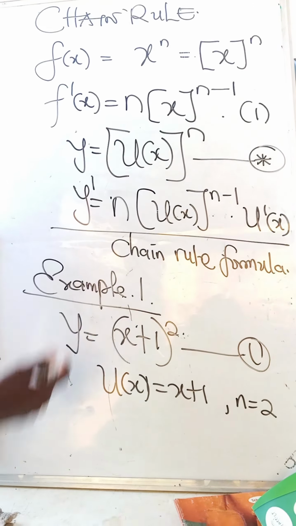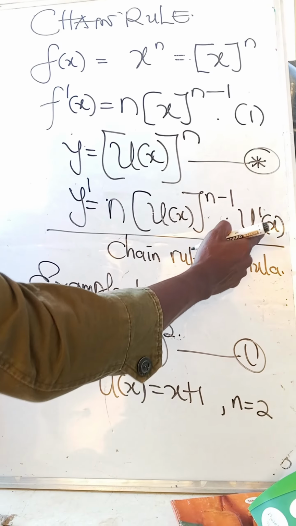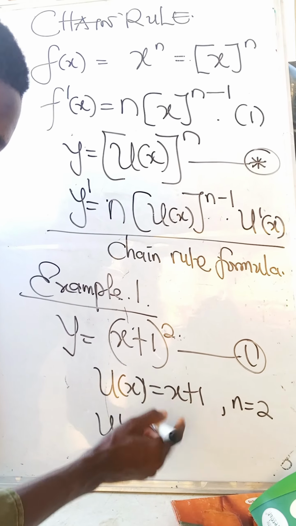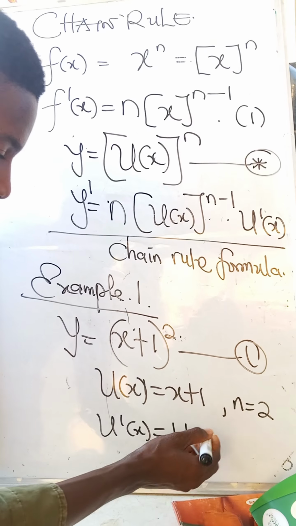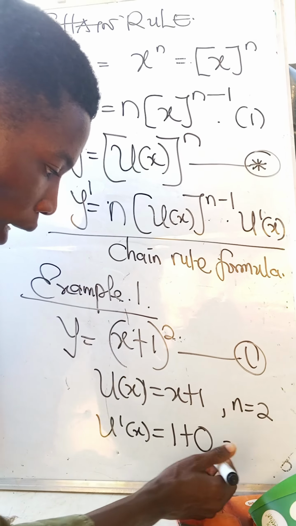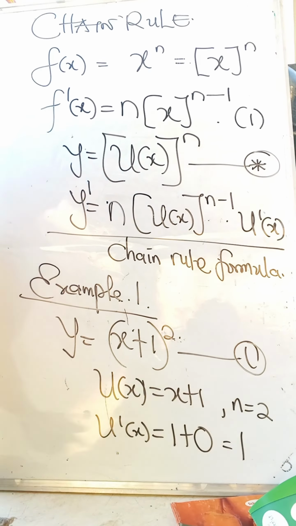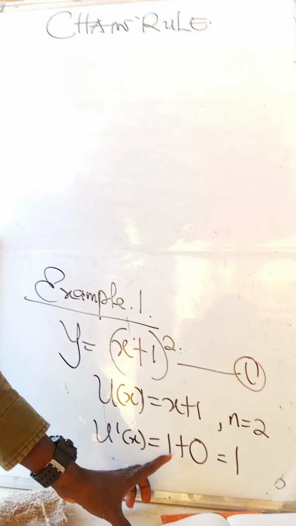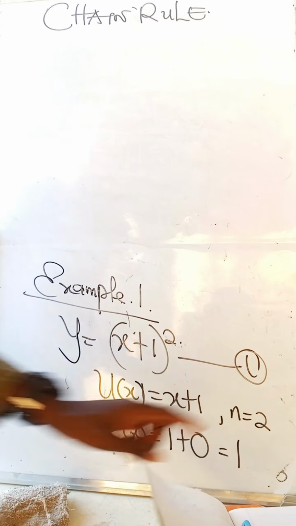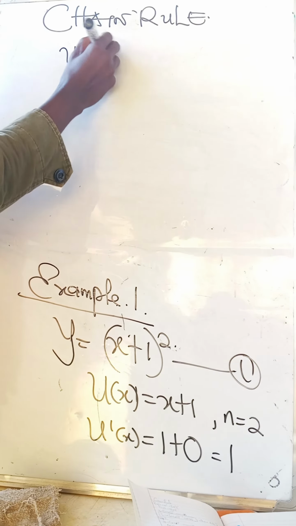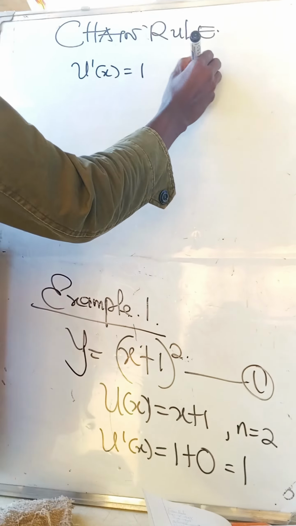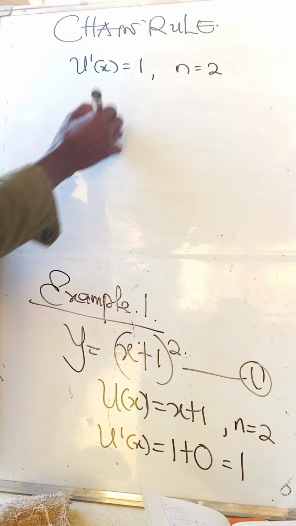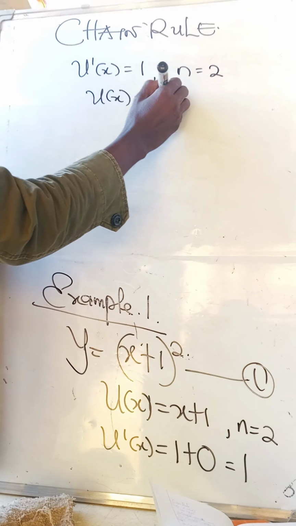So applying the formula, we need u prime of x, which is this guy here. What's the derivative of x? 1. Plus the derivative of 1, which is 0. So 1 plus 0 is equal to 1. We've gotten u prime of x equal to 1 plus 0, which is the same thing as 1. Now this implies that our u prime of x is equal to 1, our n is equal to 2, and then what we have again is our u of x, which is equal to x plus 1.